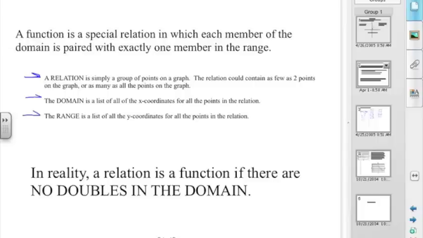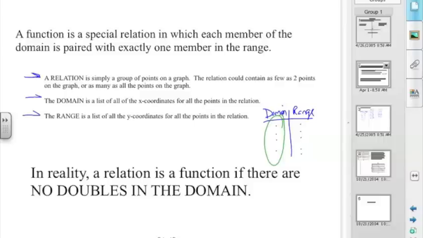So a relation is a group of points, the domain are the x coordinates, and the range are the y coordinates. And down at the bottom in the large letters, in reality, a relation is a function if there are no doubles in the domain. So it's very, very important to be able to see the relation listed in some form like this, where you have the domain with a bunch of numbers and the range with a bunch of numbers, and you are simply going to look at the numbers in the domain. If there are doubles, meaning the same number occurs more than once, then it is not a function.